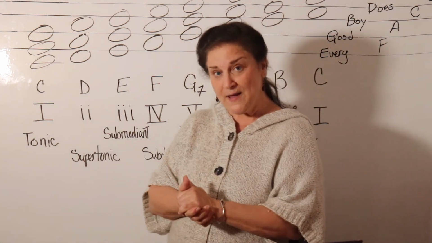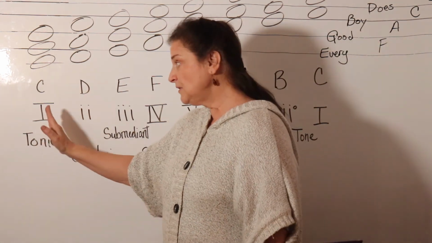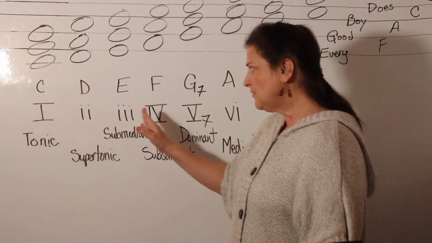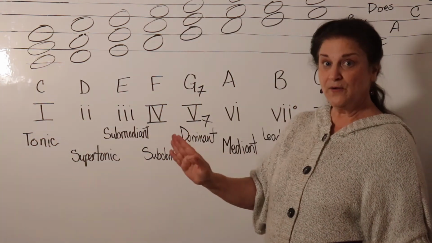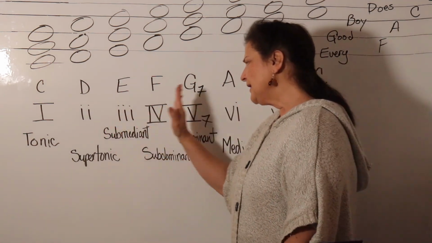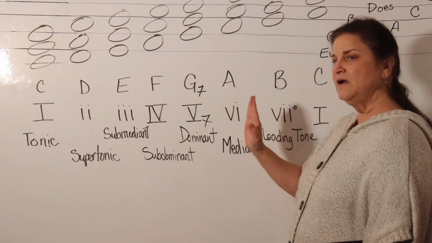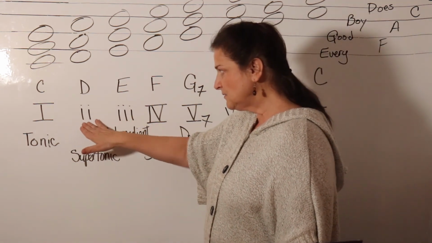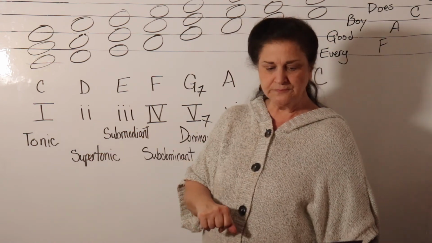We talked about the primary chords being the major chords. And we find those in Roman numerals that are uppercase. 1, 4, and 5, primary chords. The minor chords, 2, 3, 6, and 7, are minor chords, and they're in lowercase Roman numerals.